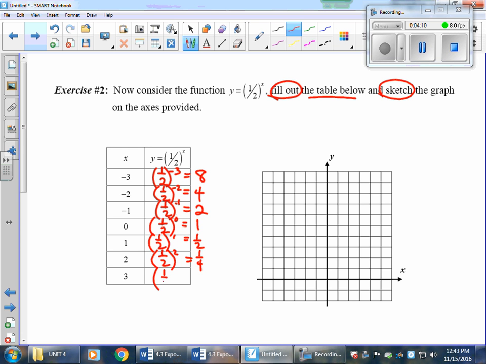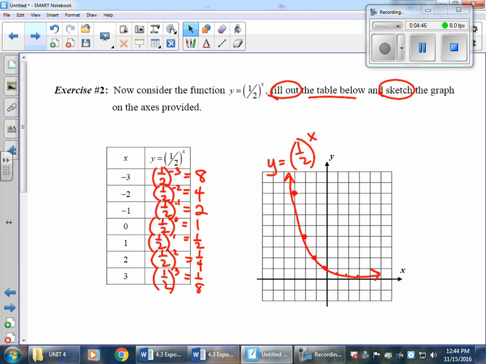And you can see that the pattern here kind of follows what we just did, but kind of opposite. So we start at negative 3 at 8, all the way up here. Then we go to 4, and then we go to 2, and we go to 1. And now it starts getting smaller and smaller. Again, please, when you draw these, never ever touch that x-axis. So this is the equation y equals 1/2 to the x. Pause, write down what you need to, and we're going to draw some conclusions on the next page.